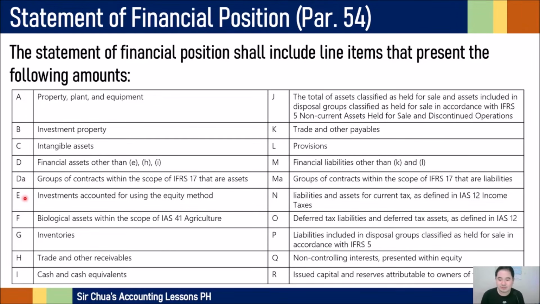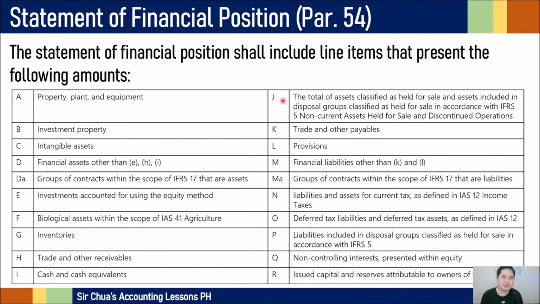Investments accounted for using the equity method. Basically, that's your investment in associate, pag meron kang significant influence, di ba? If you remember, yan, pasok yan. Biological assets under IAS 41 Agriculture, inventories under IAS 2, and then trade and other receivables, cash and cash equivalents, and the total of assets classified as held for sale in accordance with IFRS 5, non-current assets held for sale and discontinued operations.